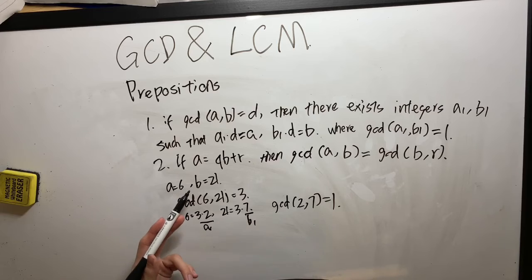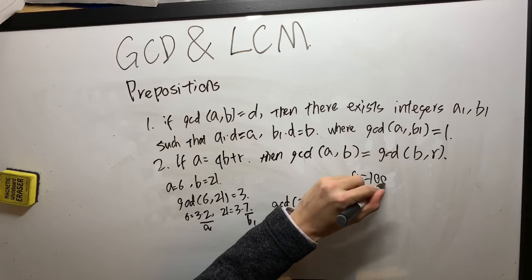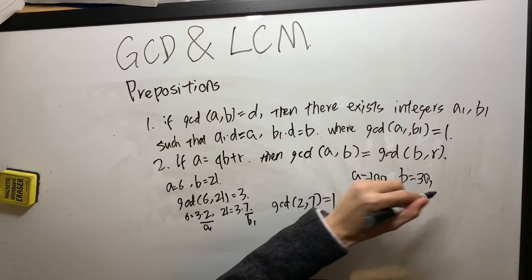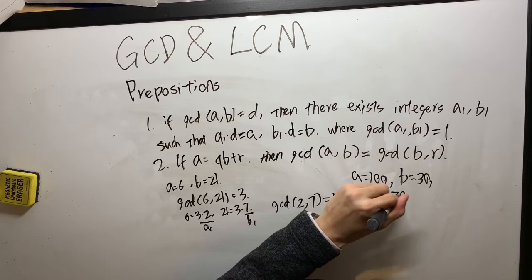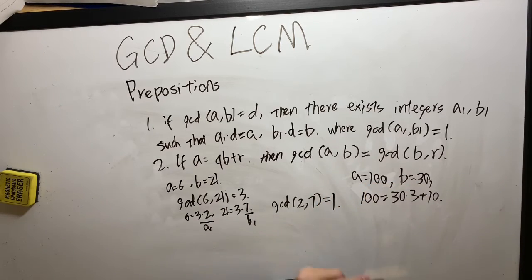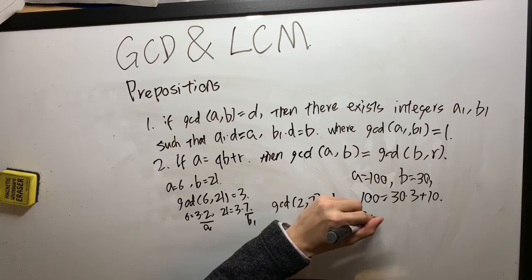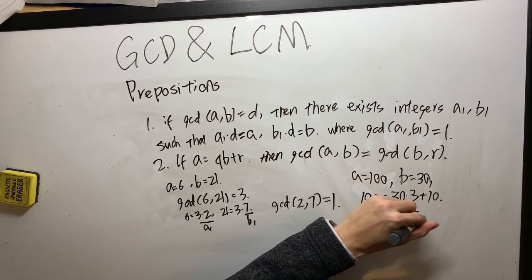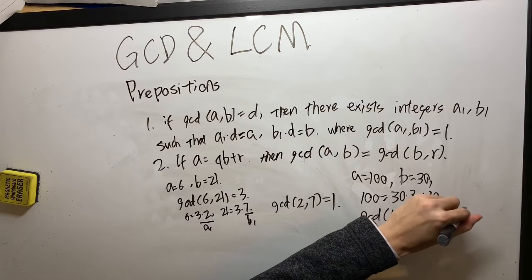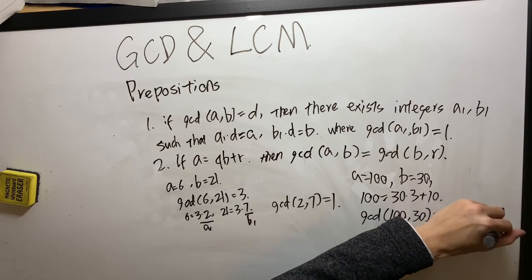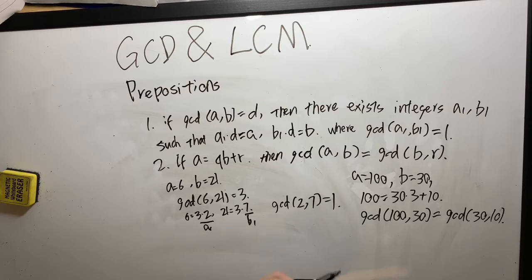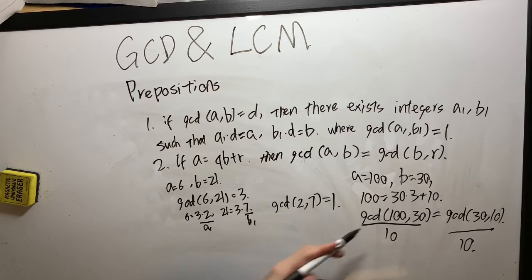For the second one, let's take A equals 100 and B equals 30. And 100 is 30 times 3 plus 10. So the proposition said GCD(100, 30) equals GCD(30, 10). The greatest common divisor of 100 and 30 is 10, and the greatest common divisor of 30 and 10 is also 10. And that proves the proposition.